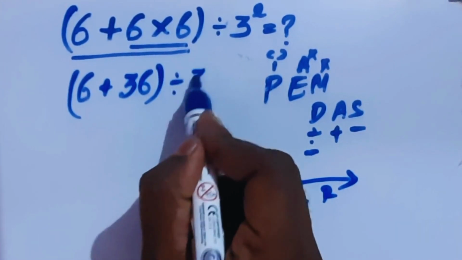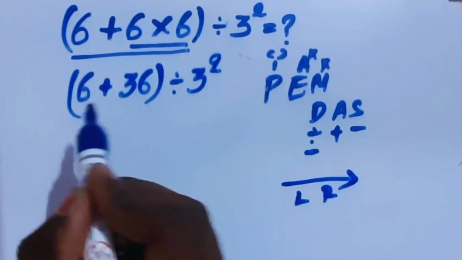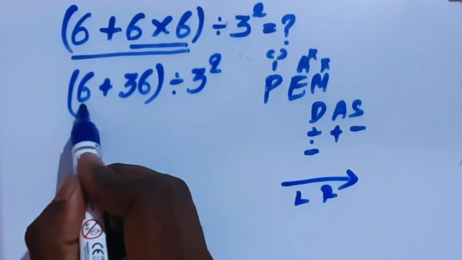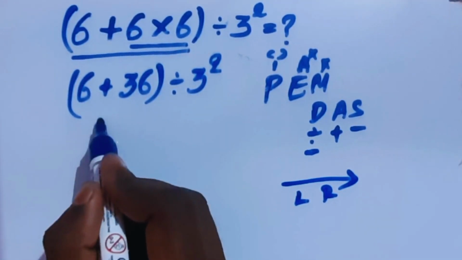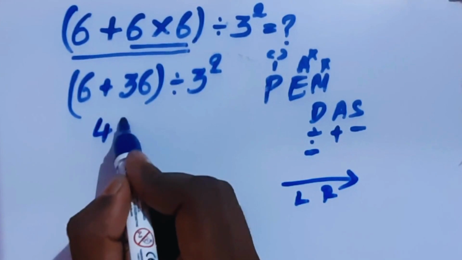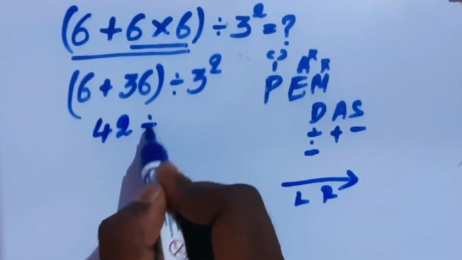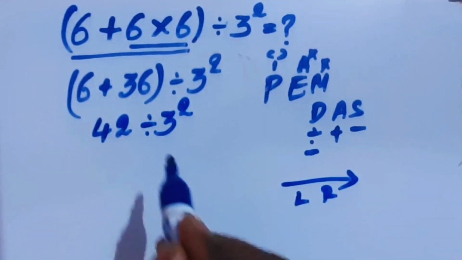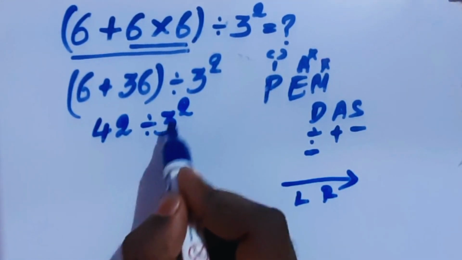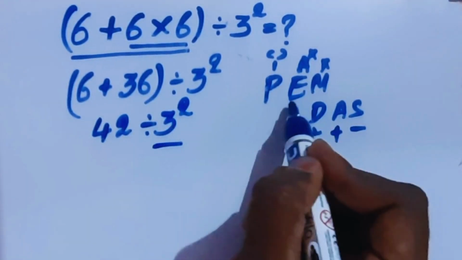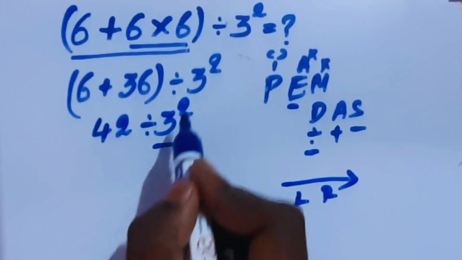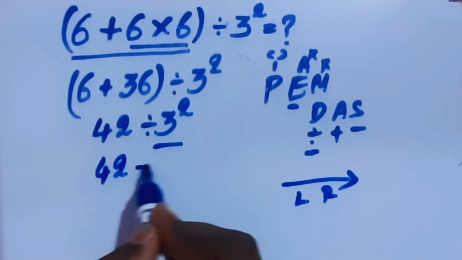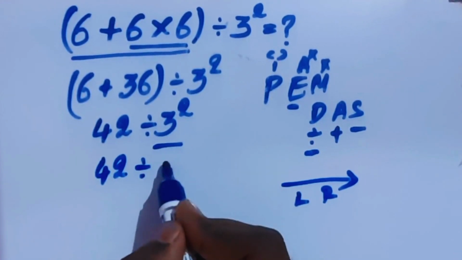Divided by 3 square. Now bracket is first, so 6 plus 36 is 42, divided by 3 power 2. Now this is first because the next priority is 3 power 2. So 3 power 2 is 9.